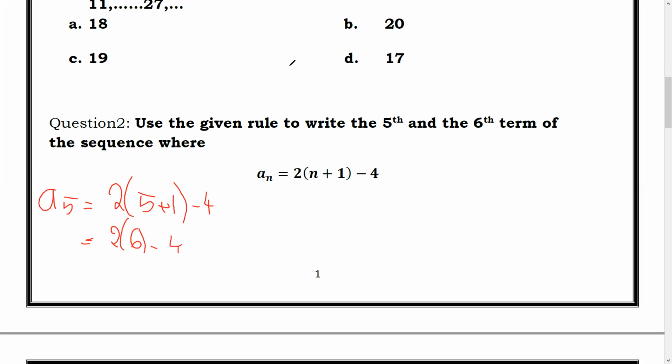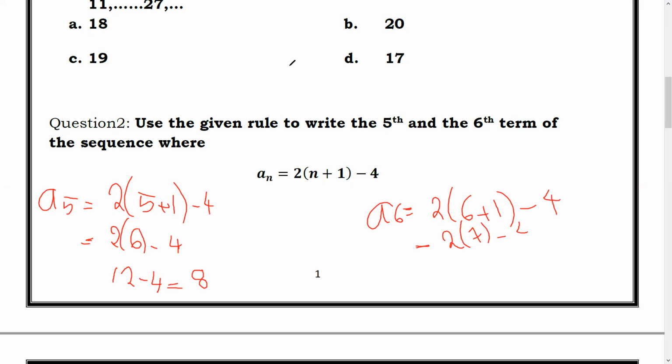It is 2 times 6, it is 12 minus 4, 12 minus 4, which is 8. Thank you. A sub 6 now. A sub 6 equals 2 times 6 plus 1 minus 4, which is 2 times 7 minus 4, which is 10. Thank you.